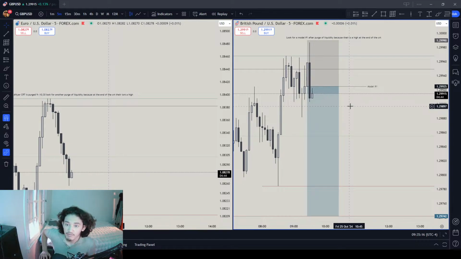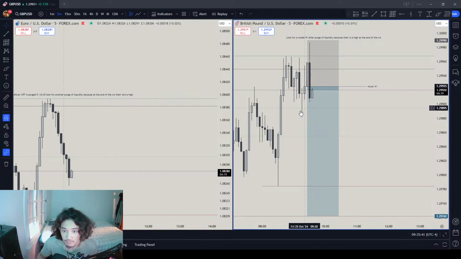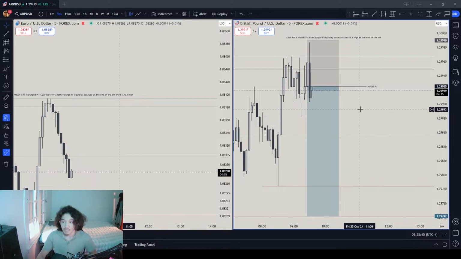Look for a model one after the pressure liquidity because there's a high at the end of the CRT. I'm more bullish. I'm taking this. It might cause some emotions, but I'm gonna expect to do the trade as always. But to build good habits, learn from the lesson, from winning or losing. Risking 192 with a 6.5. Okay. Still has not hit it yet.